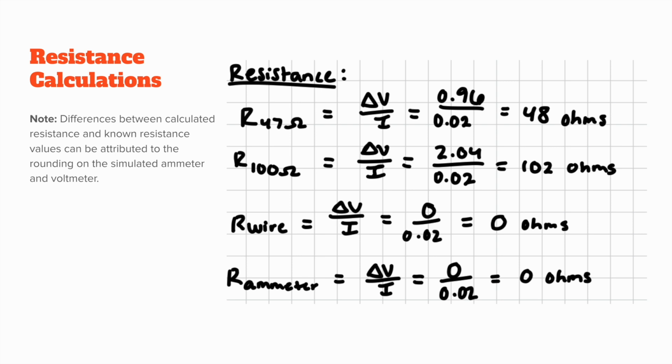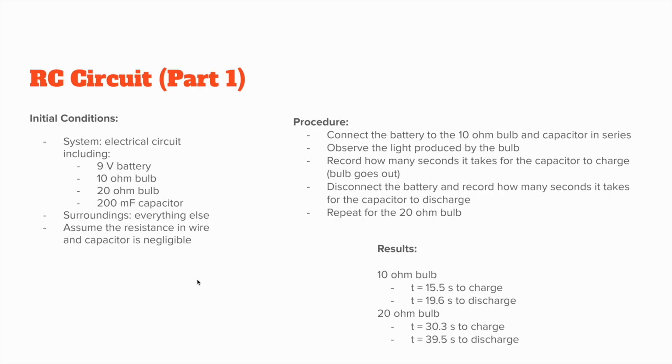For the resistance calculation, I took the delta V given from the voltmeter for the 47 ohm resistor and the 100 ohm resistor, and I ended up getting 48 ohms and 102 ohms. I attributed the difference between the calculated resistance and the known resistance to rounding on the simulated ammeter and voltmeter, because the ammeter rounds to about 1 sig fig, so it's less accurate. We found that the resistance for the wire and ammeter were both negligible.